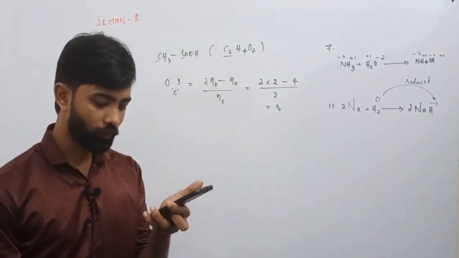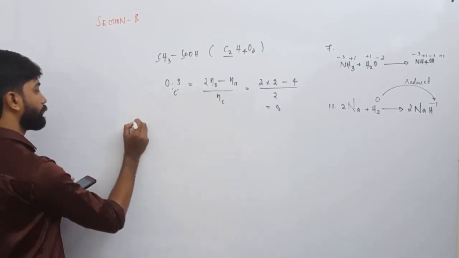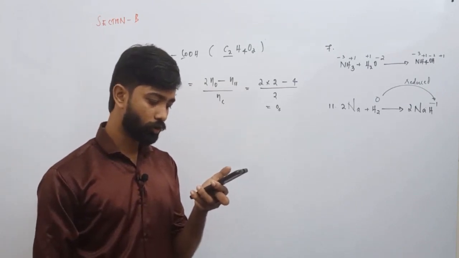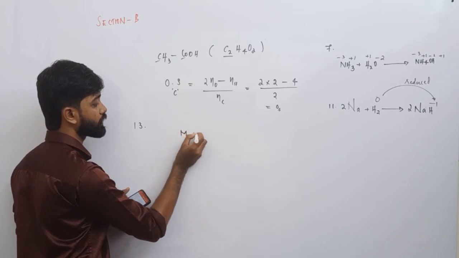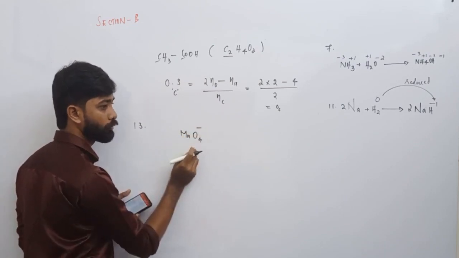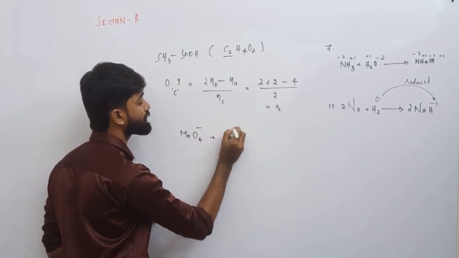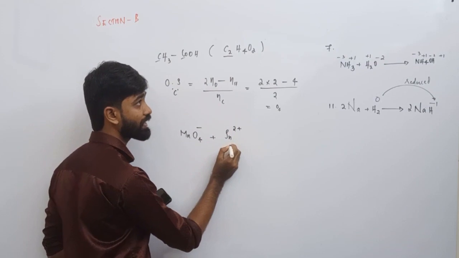Okay, so the oxidation number of carbon will be 0. The choice is B. Next, question number 13. How many moles of KMnO4 are required to oxidize 1 mole of SnCl2 in acidic medium? This is already discussed. How many moles of MnO4 minus are required to oxidize SnCl2? You know that in SnCl2 the component oxidized is Sn2+.